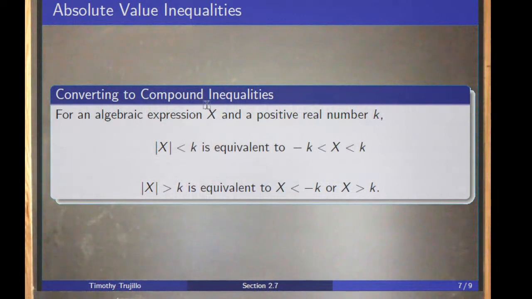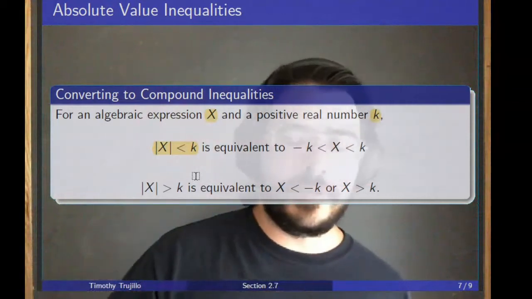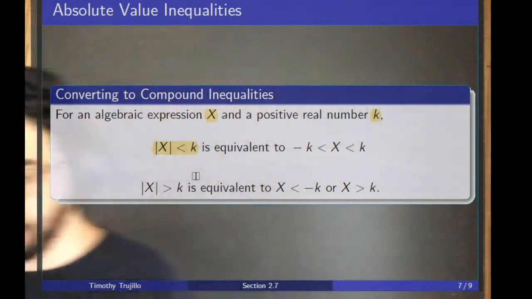Okay, so you're going to get an algebraic expression, right? So a whole entire expression here. This capital X could be something like x squared plus 3x plus 4, just a whole entire expression, and a positive number k. And if you have an inequality that has an absolute value in it, you'll want to put it in this form first. What do I mean by this? Well, you isolate the absolute value on one side of the inequality, right? So it looks like this.